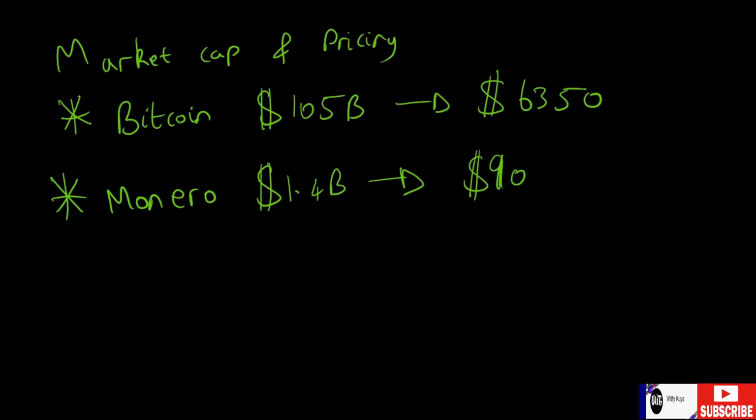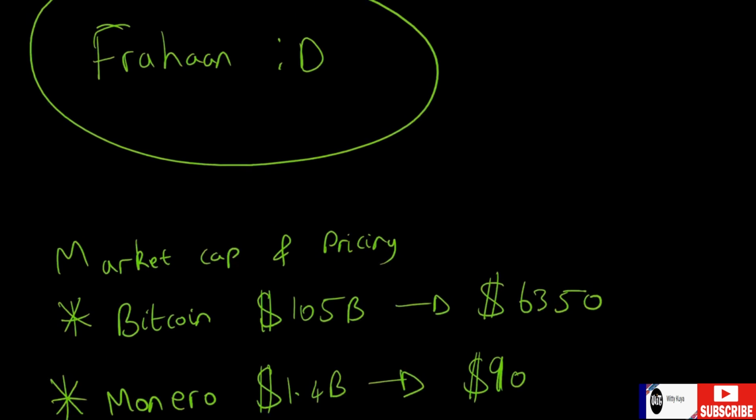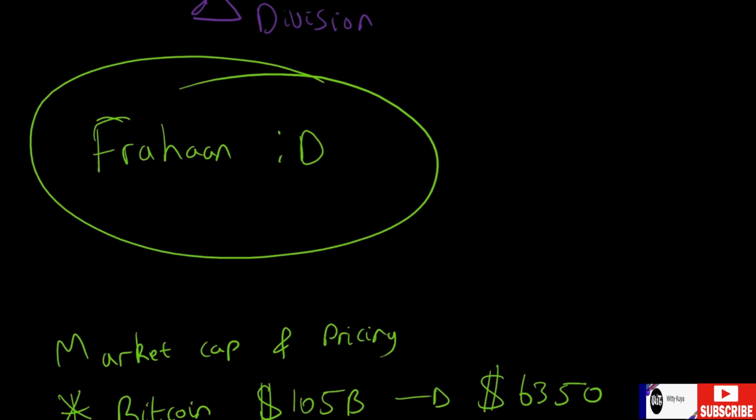Maybe all the communities of all these different cryptocurrencies will get together, create a consortium, that'd be cool, and create the ultimate cryptocurrency. And like I said, it should be called the Frahan cryptocurrency. So I think we should advocate the Frahan cryptocurrency.